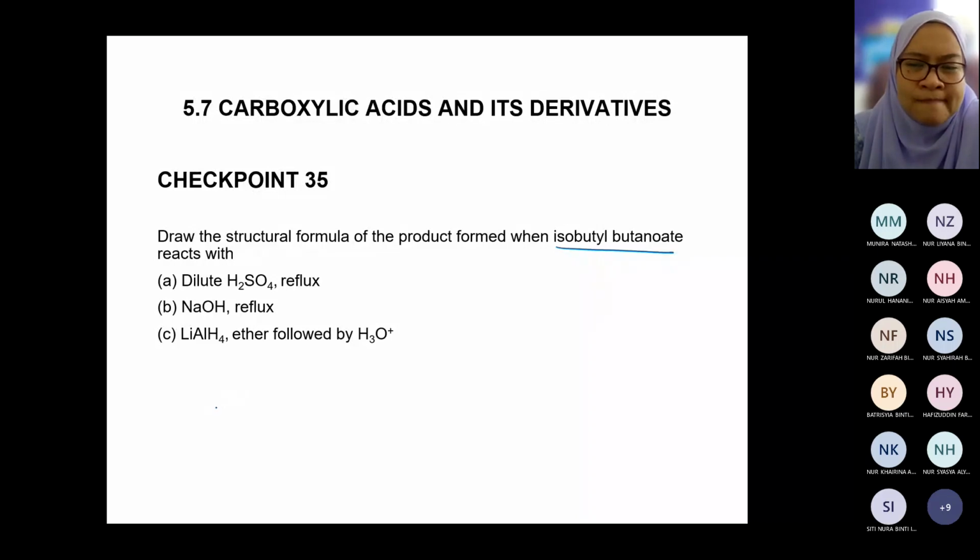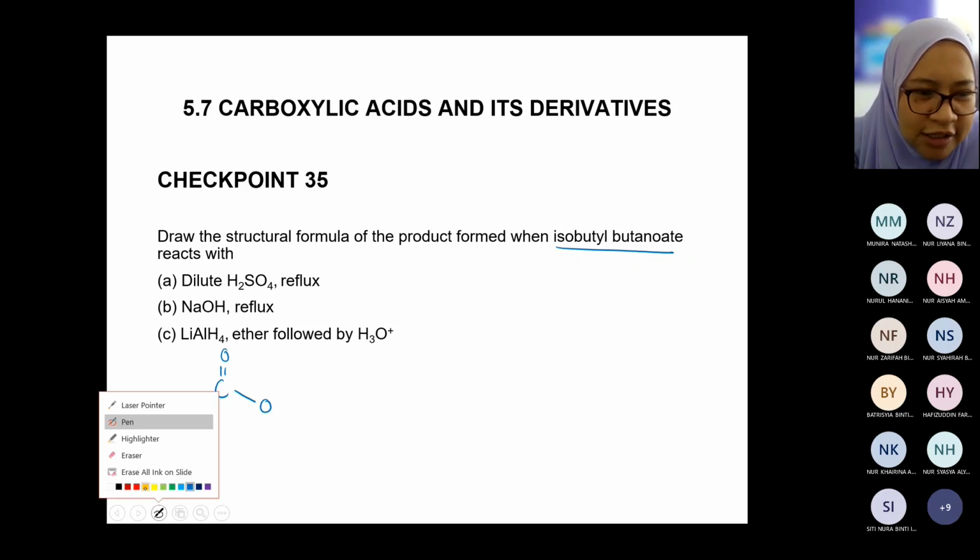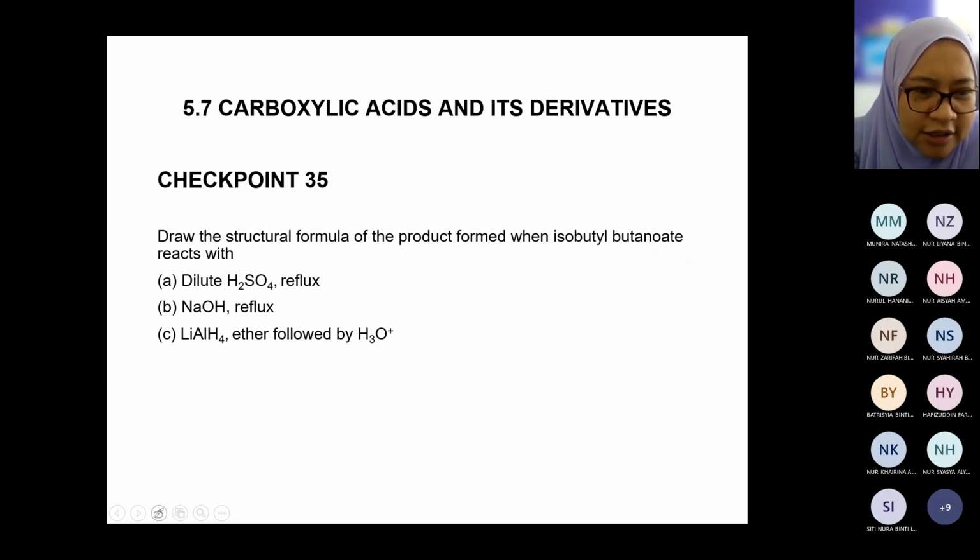Go for butanoate dulu. Okay, kalau ester kita nak start macam mana? Kita start macam ni lah daripada the functional group itself. Butanoate. C double bond O. Ini kita kena ada tips ni, kalau tak kita akan lost. Kita go for butanoate first. Alright. So C double bond O.